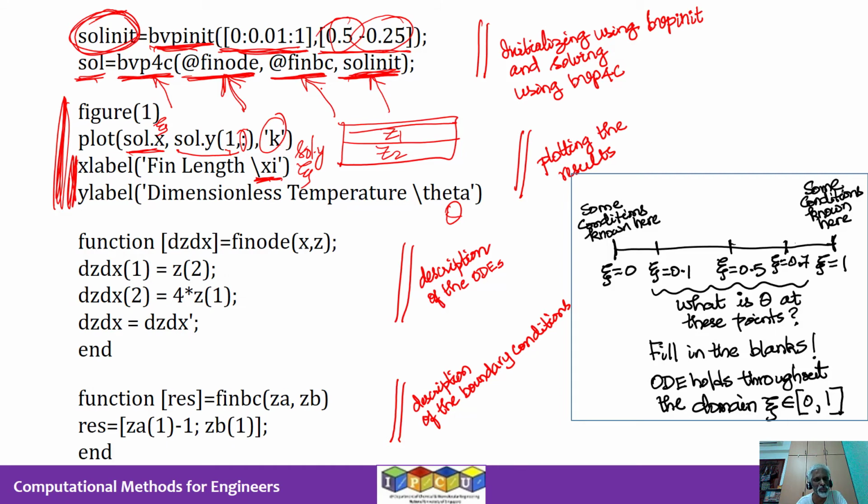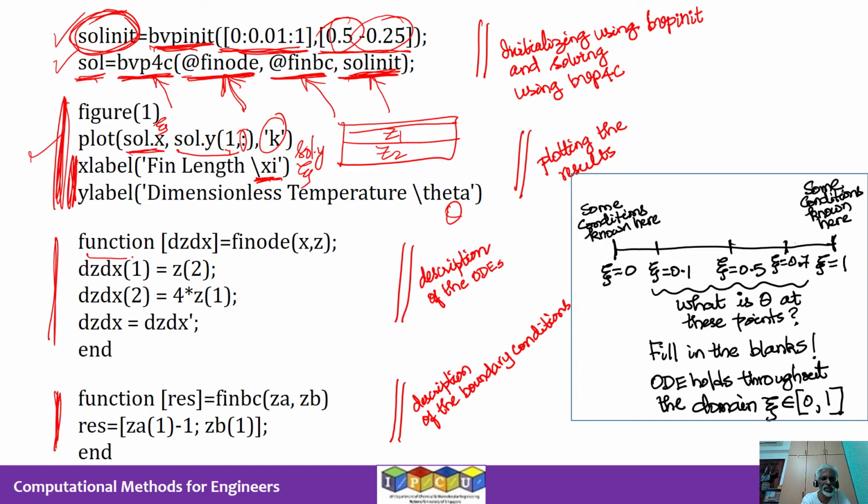Once you practice a few problems, this is going to be quite easy. All right, so you have a sol in it, you call BVP4C, and then you write the function file that contains the ordinary differential equations. You write the function file that contains the boundary conditions, and then you plot the results. It's quite easy. All right, so how do you write the ODE files?